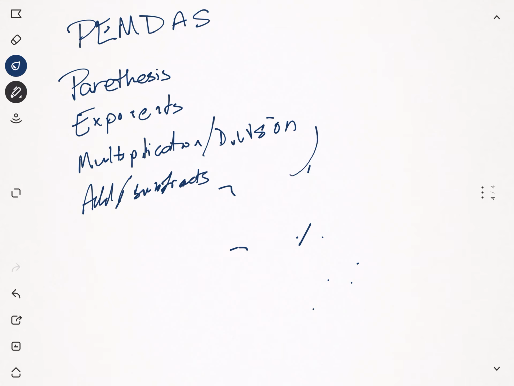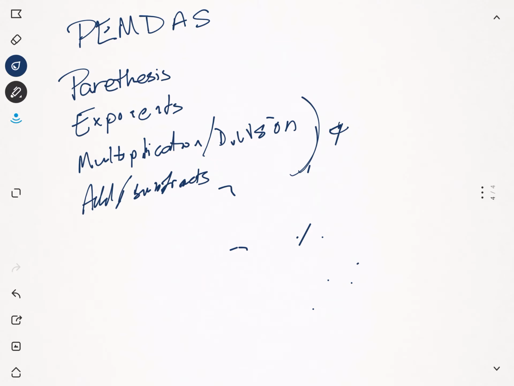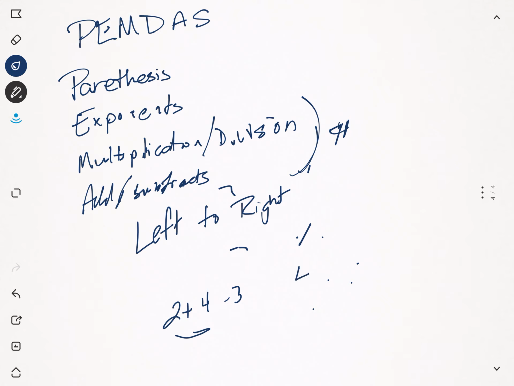And when we get to these two, we have to make sure that we work left to right. So if I have 2 plus 4 minus 3, I have to do the one on the left first. I have to do 2 plus 4. If I have 4 minus 2 plus 3, I have to do the 4 minus 2. Addition and subtraction are the same level, but I have to do the one on the left first.